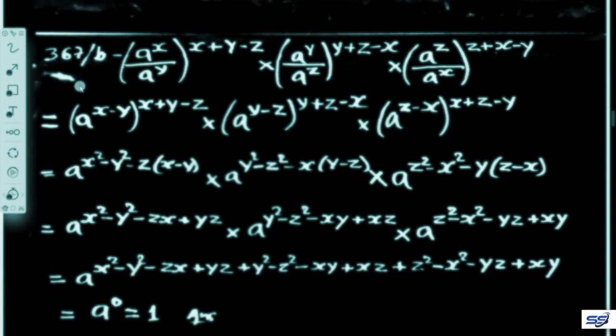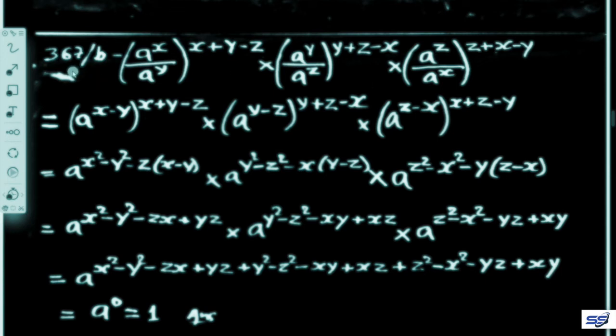Question number 367 upon B. Here in 367 question numbers, this is a problem of simplification. Now we have to simplify this problem, and this is especially from our indices chapter. From indices chapter, given us problem to simplify.